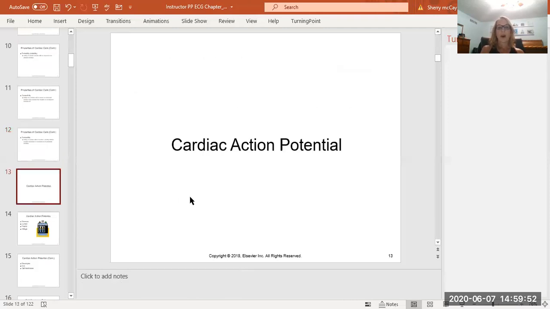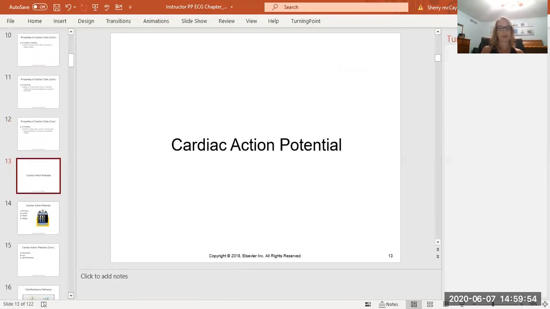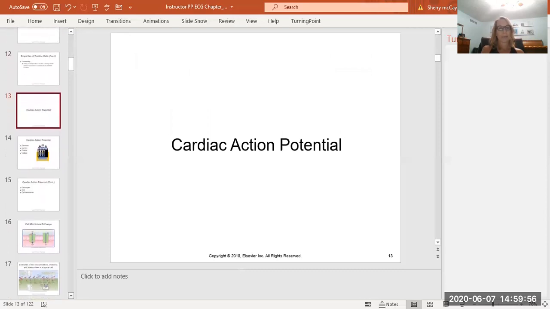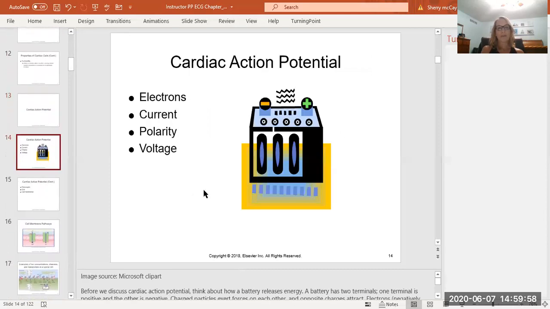Okay, so cardiac action potential. So let's talk about this. Think of your heart kind of like a battery, okay? So it looks like a battery. There's electrons, there's current, there's polarity, and there's voltage. So you see over here, there's a positive and there's a negative, just as in a battery.